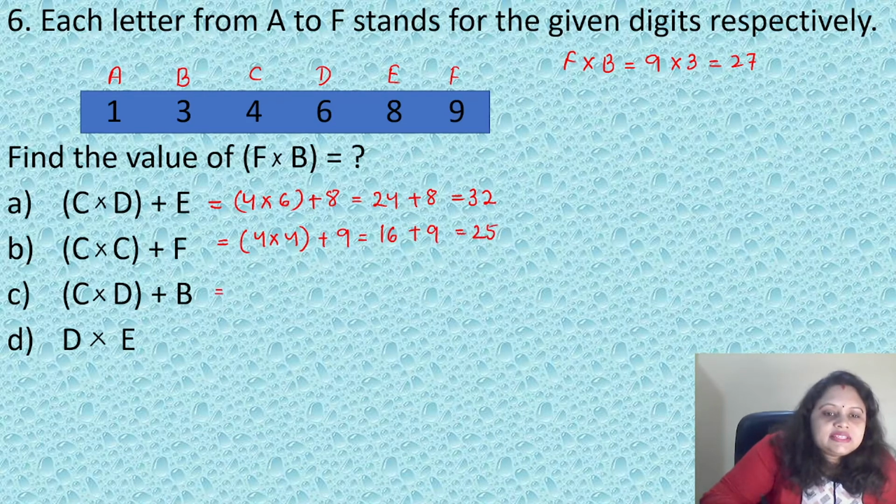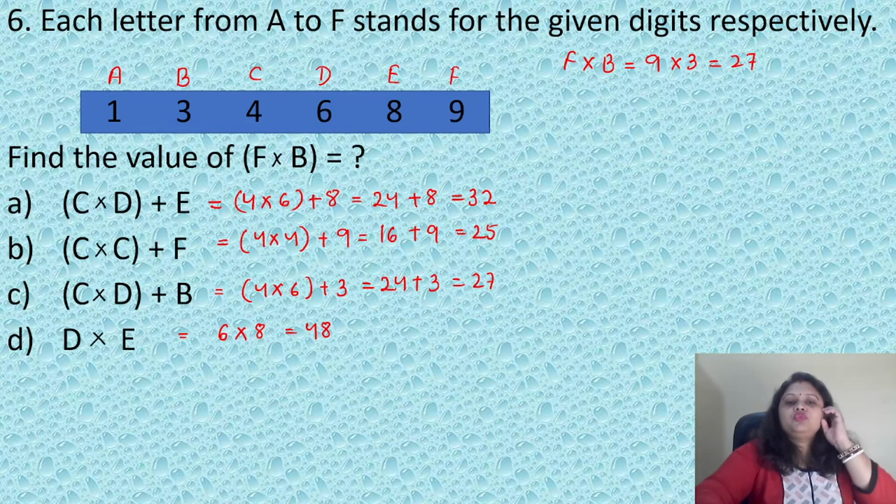In option C, C into D that is 4 into 6 plus B that is equal to 3. 24 plus 3 that is equal to 27. Next D into E, D equal to 6 into E equal to 8. 6 into 8 that is equal to 48. So we have to find the option in which 27 is present.